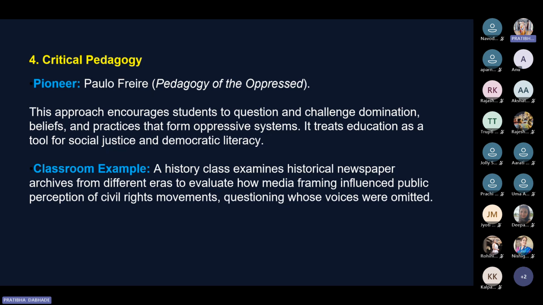One example is given over here: a history class examines historical newspaper archives from different eras to evaluate how media framing influenced public perception of civil rights movements, questioning whose voices were omitted. Many times someone says something and we believe it. But instead of totally having faith in that particular person, first we should get the proper information from authentic sources, right? So it is there in critical pedagogy.